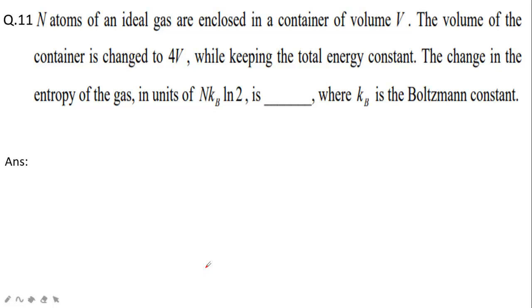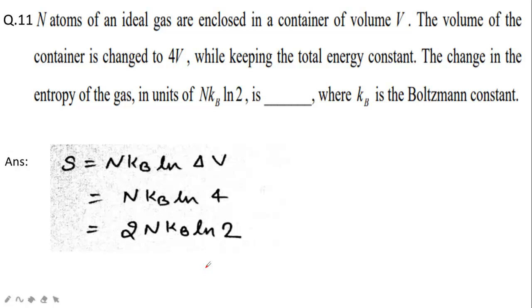And here is the answer. What you will do is just use S equals NkB ln of delta V. Delta V means the change in the volume. This is the direct approach which I use while solving these types of questions. So NkB ln of delta V, where the change in volume is 4. So we easily get 2 NkB ln 2.